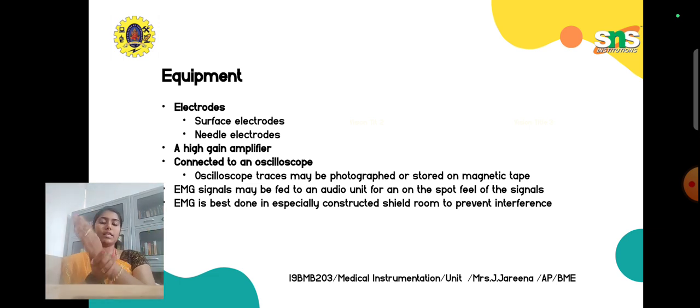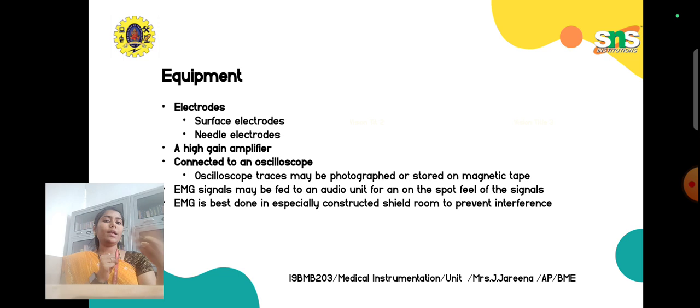So the first part is the gateway, that is the electrode, where you capture the signal. Second, that captured raw signal has to be strengthened by means of amplifying, that is the second part. And the third part is connected to the oscilloscope, that is the output part. This oscilloscope will be showing the electrical activity of your targeted part. So it will be some waveform. From that waveform you can do different types of analysis to identify the status of that particular muscle part.